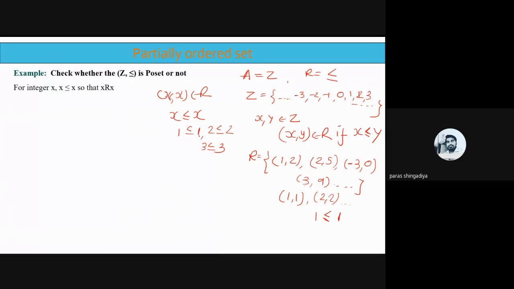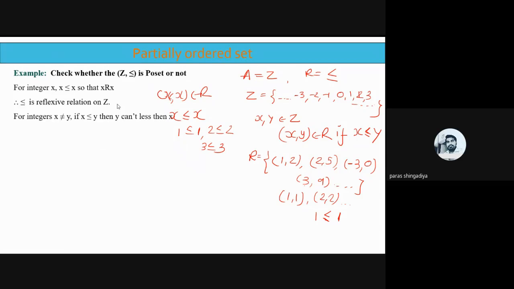Clear? If I remove the equality, then it is not a reflexive relation. If I change the notation to strictly less than, only less than, then this reflexive condition will not hold. So here x R x is a valid form, and therefore we can say less than or equal to is a reflexive relation on Z. Clear? The first condition is valid for this case. And now let us check the second one, anti-symmetric.